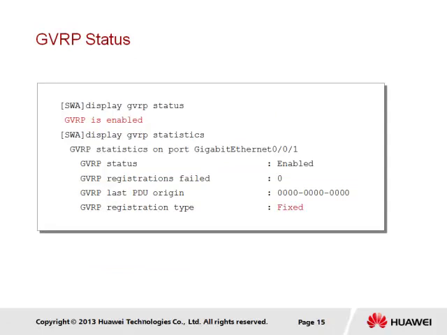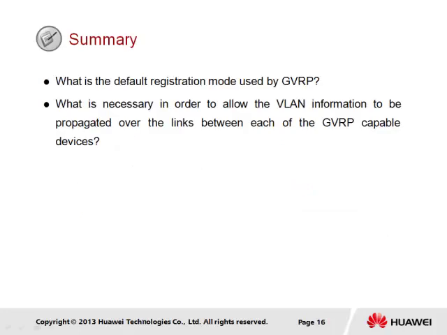From this, we are able to determine whether or not GVRP has been enabled initially in the system view, and also which interfaces are actively supporting GVRP, which in this case relates to the GigabitEthernet 0/0/1 trunk port interface. Where GVRP PDU are received, the MAC address from which the last PDU was received will be listed. Finally, of course, is the registration mode that is currently assigned, and this is set to a fixed mode, as was configured. In summary for this section then, we just have a couple of questions here.